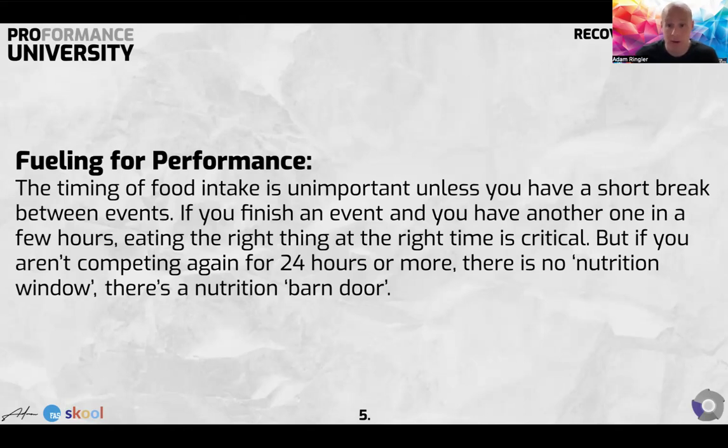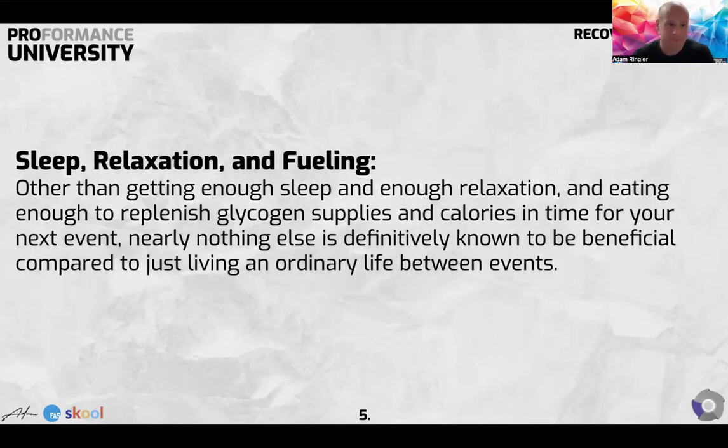Eating the right thing from morning weigh-ins to your match, maybe several hours later, is super critical. But if you aren't competing again for 24 hours or more, then there's no real nutrition window. It's what she would describe as more of a nutrition barn door. Just get it in, right? You don't have to worry about fitting it in through a narrow crack or a window. It's a barn door. Just get the right nutrients in your body.